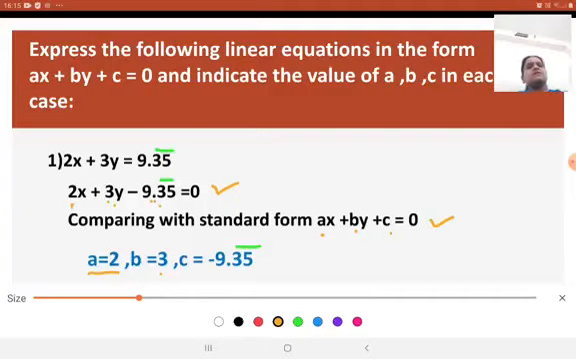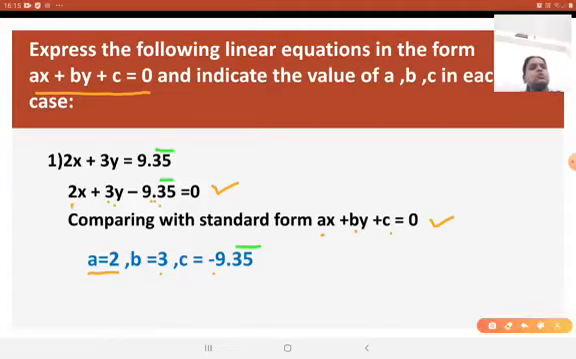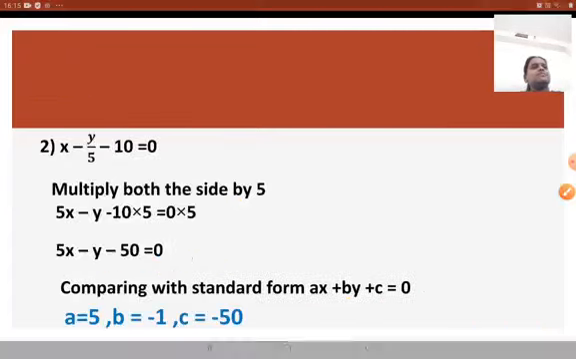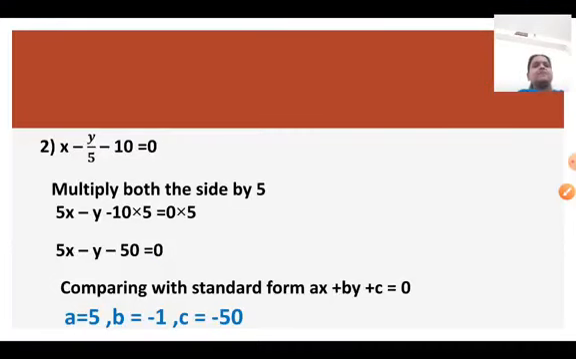Again I will repeat: as the standard form is given as ax plus by plus c equal to 0, we are shifting the c value to the left-hand side. So don't forget that minus sign. Give the minus sign as per the given question. Is it correct? Okay. So can we continue with the next sum now? Yes. See the second sum. X minus y upon 5 minus 10 is equal to 0.